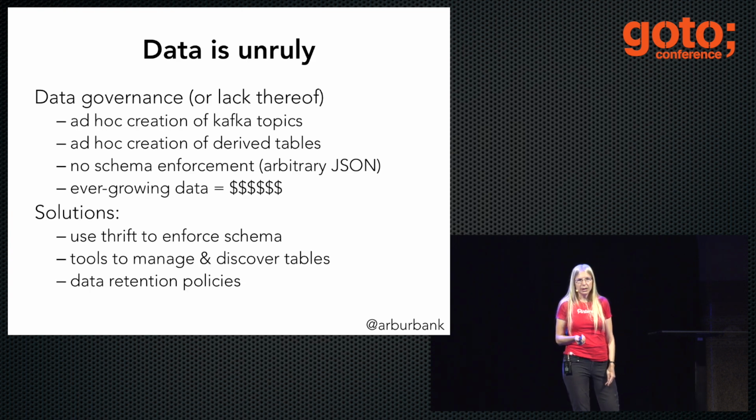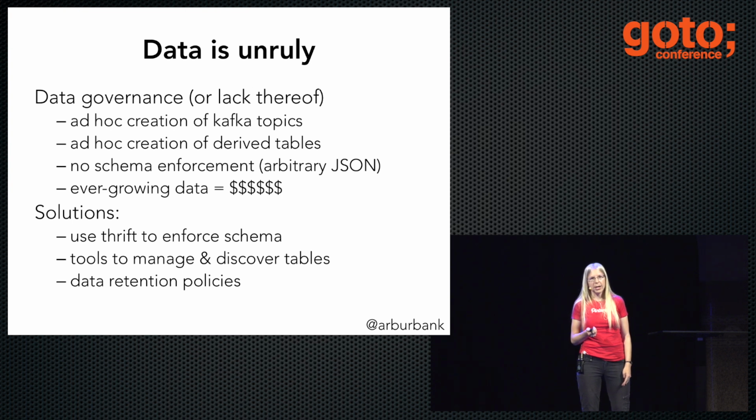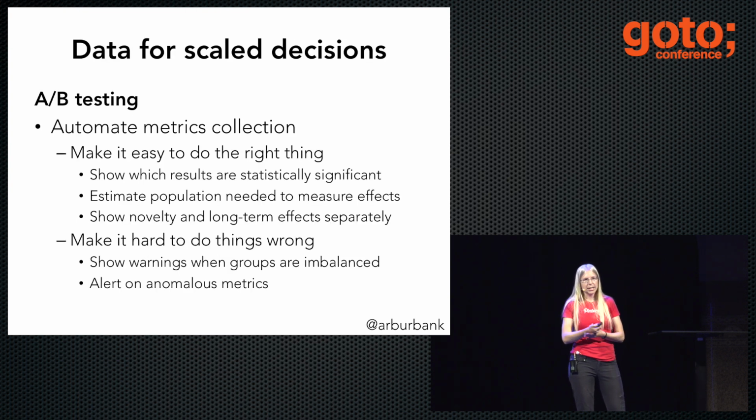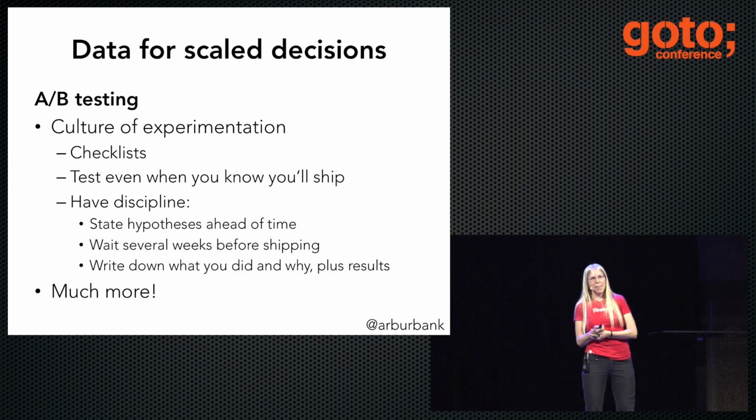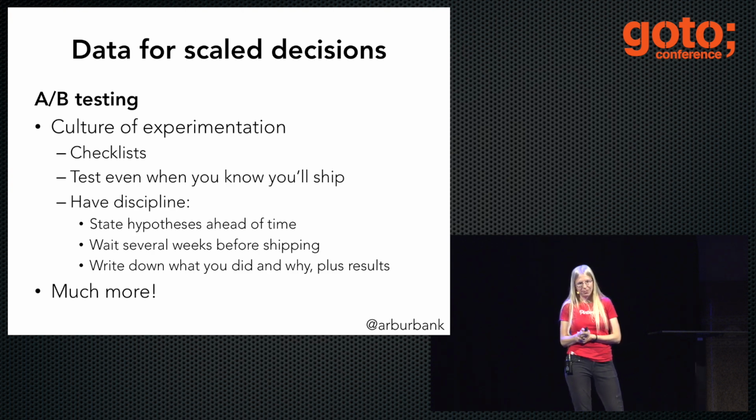Data is unruly. If you don't have data governance, you're going to end up with chaos. The solutions are similar to those for software. Use Thrift, use strongly typed things, write tests. And lastly, for scale decisions, do A/B testing, automate metrics collection, make it easy to do the right thing and hard to do the wrong thing, and build a culture of experimentation.